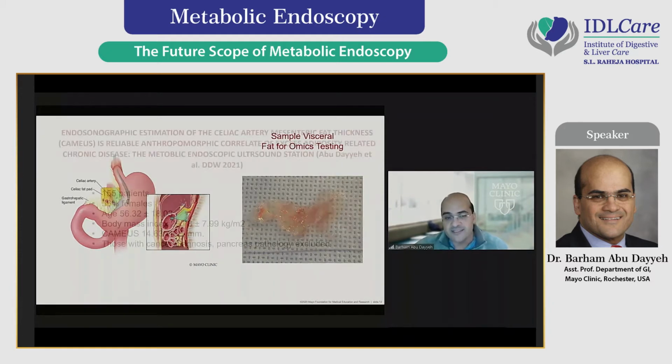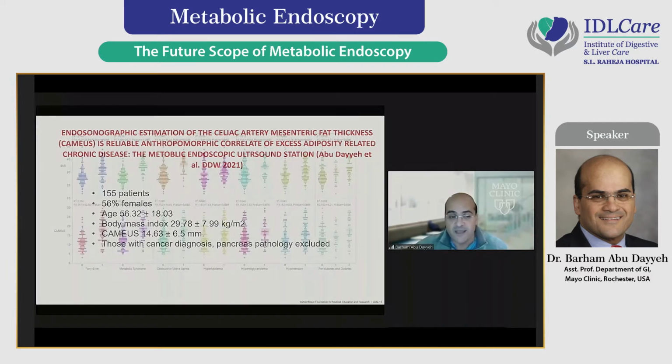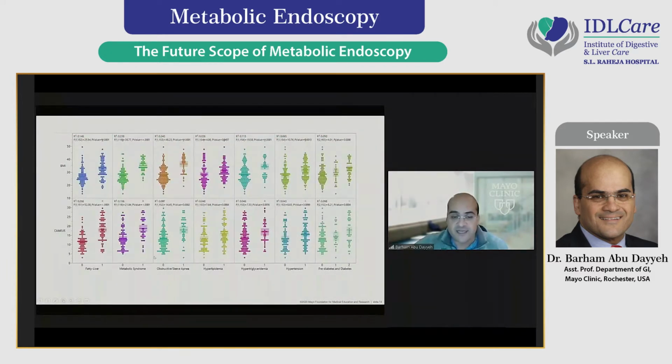So in this DDW, we will present in an oral presentation 155 patients where we measured the celiac artery mesenteric fat by endoscopic ultrasound and correlated to hard endpoints, as you could see here. These are the different metabolic complications associated with obesity and excess adiposity. And this is the measurement by EUS of this metabolic triangle.